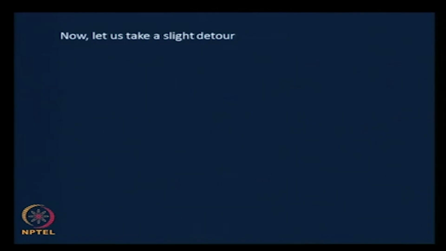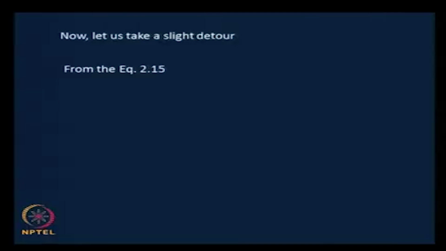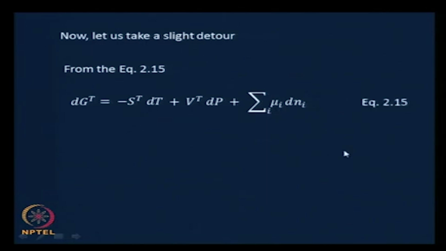Now, let us take a slight detour to establish a few things, and then we will come back to our two phases and so on. From equation 2.15 that we saw earlier in module number 2, dG equals minus S dT plus V dP. You recall this equation now. By now you must be familiar with this since we have seen this so many times and used it also. Plus of course this is a multi component system, therefore sum over all i, mu i dn i. This is the equation 2.15 that we saw earlier.